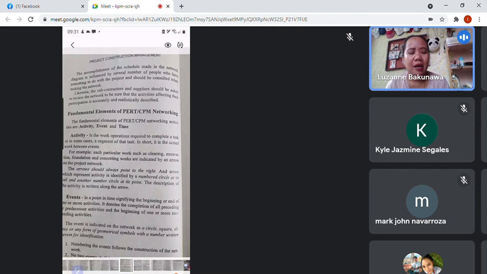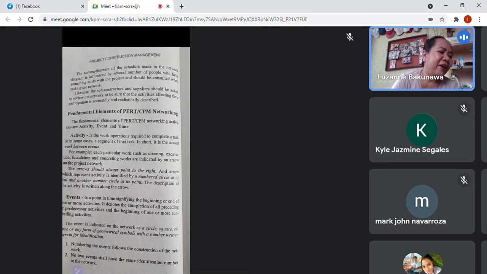So, the fundamental elements of PERT CPM networking are activities, events, and time. Those three are important. An activity is the work operation required to complete the task, in some cases a segment of a task. In short, it is the actual work between events.